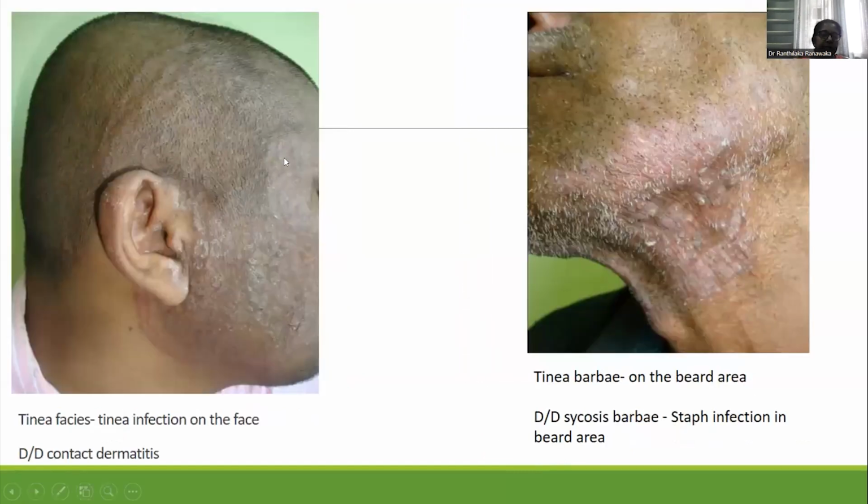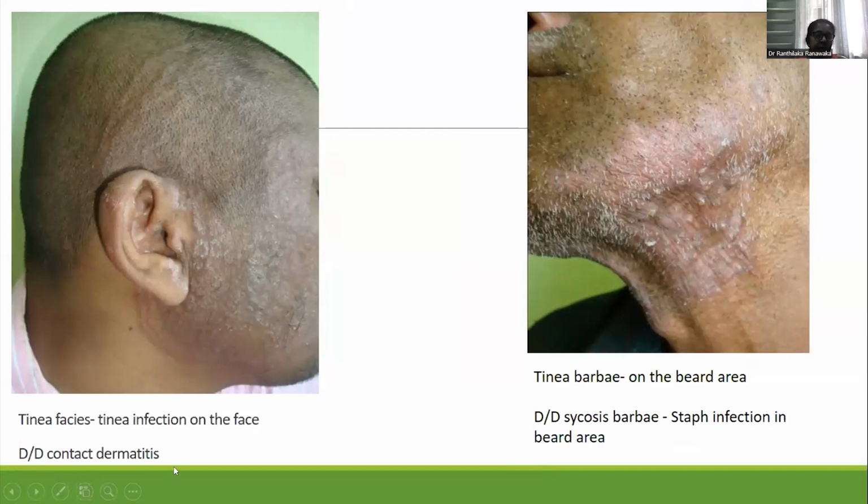So when tinea is on the face, it's called tinea faciei. Now if you look at this person from the front, you will see only this inflammatory lesion. But when you look carefully, you can see this active inflammatory edge. It has spread all over the face because he was prescribed steroid on that.